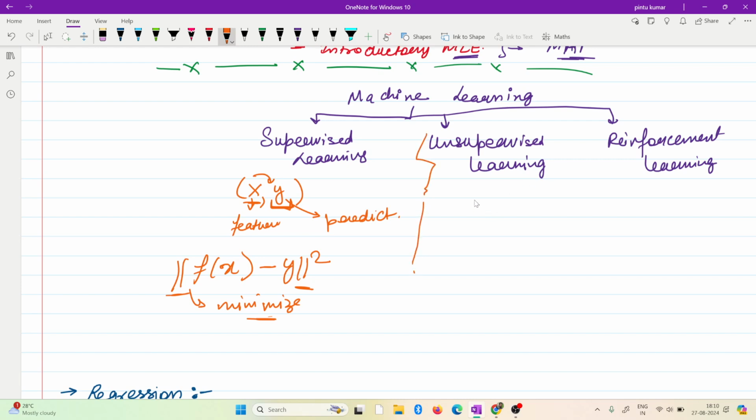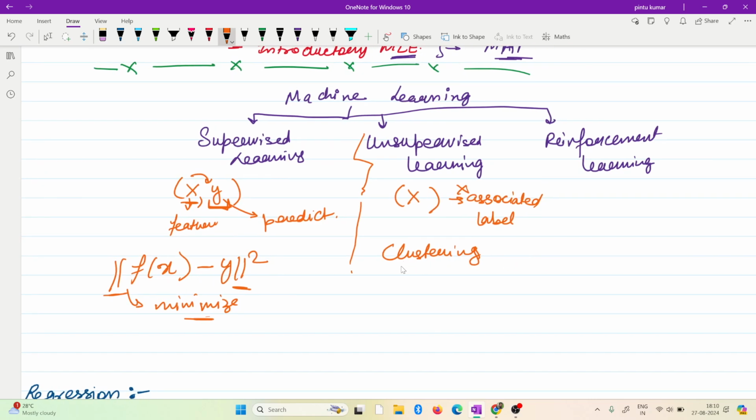In unsupervised learning, you only have features with you. You don't have any associated label. So for example, if you want to cluster some points, a common task over here is clustering. You want to cluster some points, then what do you do? This is one task. There are other unsupervised learning tasks also, where you want to learn in absence of labels. There are quite a few tasks.